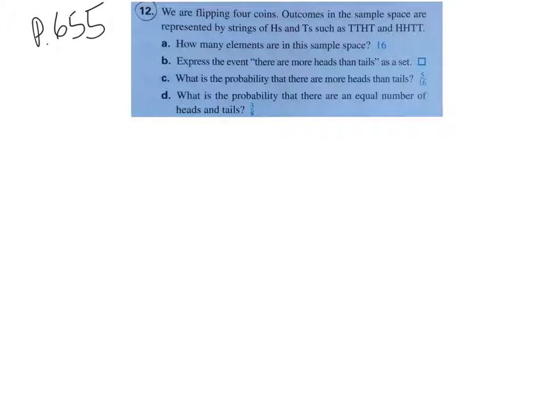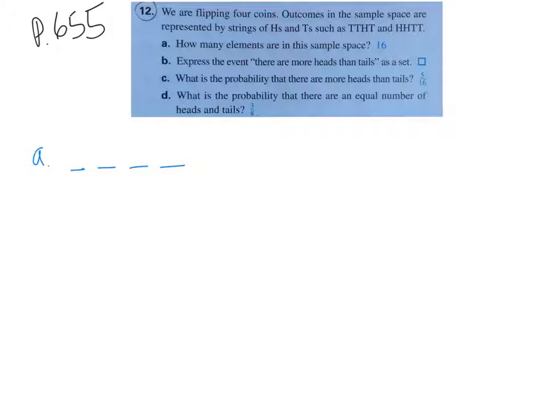So TTHT would be, the first one was tails, second one was tails, third one was heads, and the fourth one was tails. So on part A, it's asking, how many elements are in the sample space? Well, we're flipping 4 coins, and they're just asking us for the number of outcomes, essentially. For this problem, by the way, we could definitely do a tree and figure out all the outcomes and the number of outcomes. We're going to try to get away with, for part A, for example, just doing the slot method.